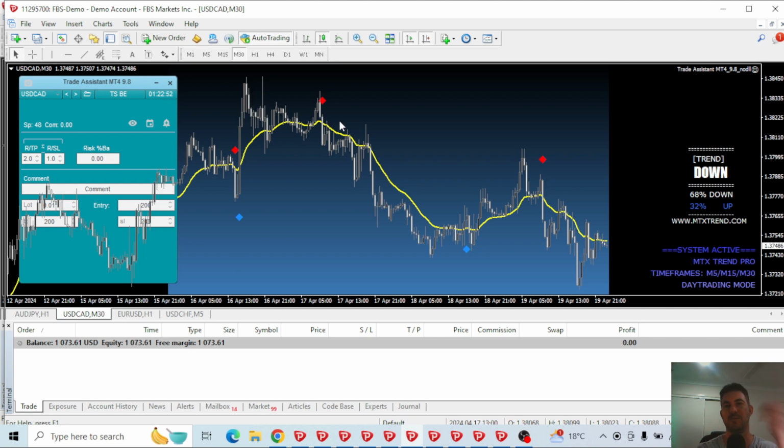So I'll see how it goes, but I think it's called MTX system, MTX Trend Pro, and the time frames are M5, M15, and M30. I've got it on day trading mode, but you can do scalping mode and intraday mode as well. So I wanted to see how this went. The time frames for day trading are, interestingly, M5, M15, and M30.